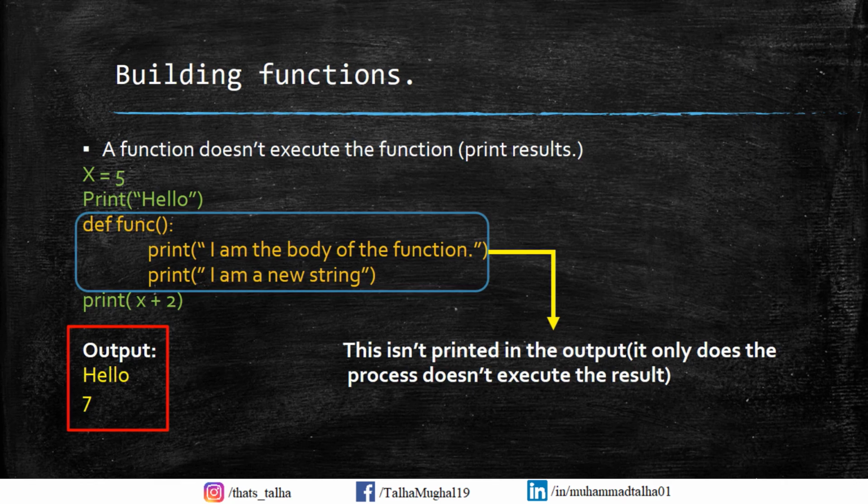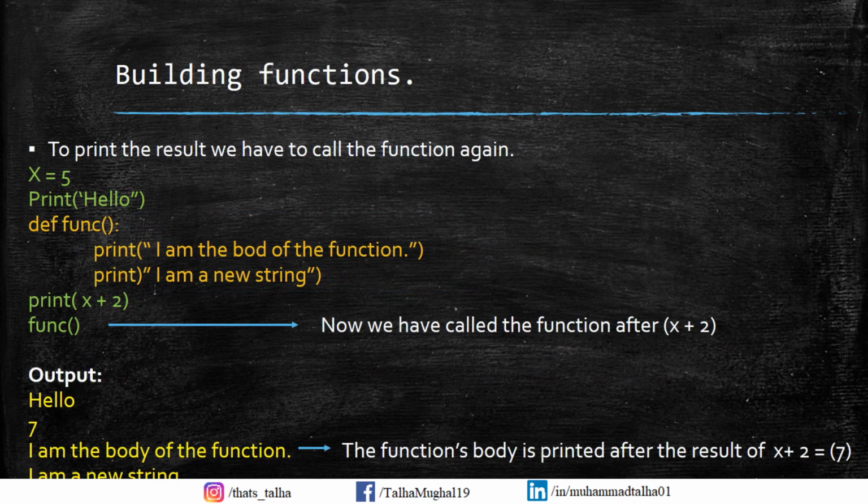Now everything that I just wrote inside my function isn't printed in the output, which means that it only does the process, it doesn't execute the result. To print the result, we have to call that function again. Now for example, after writing print x plus 2, in the next line, I am going to recall that function that I just defined previously. Now after executing this file again, the output will be hello, 7, and after that "I am the body of the function," and after that "I am a new string."